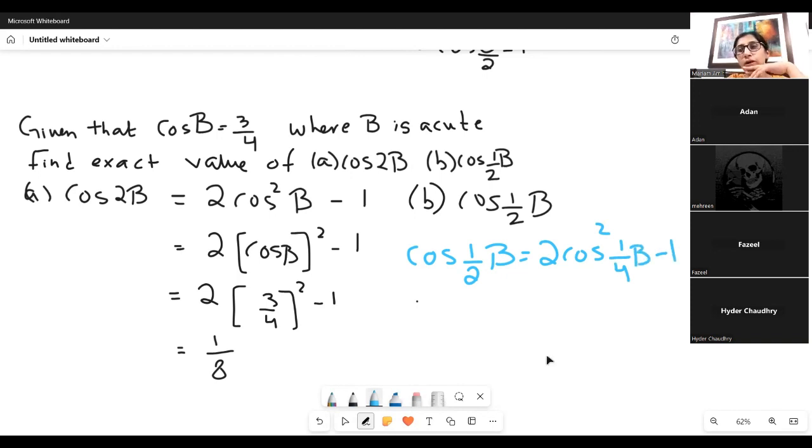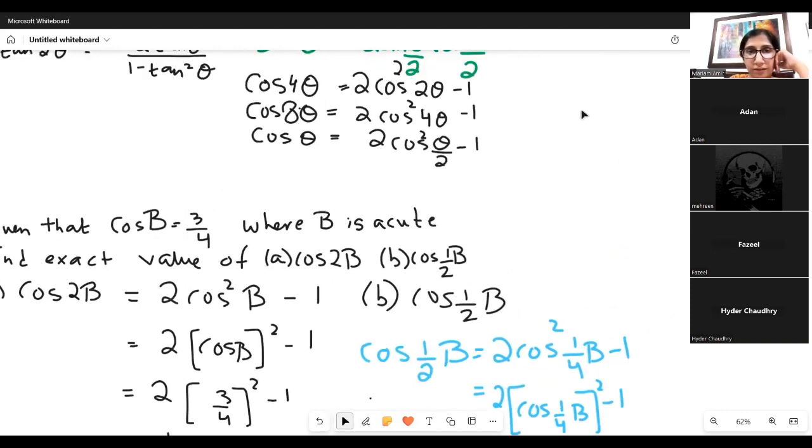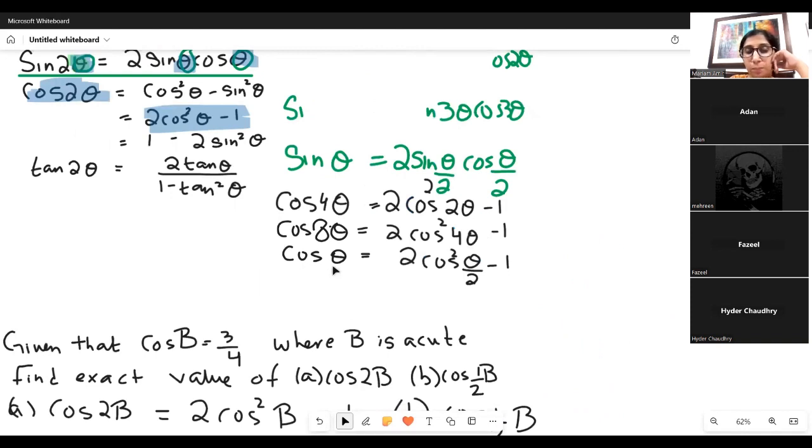Do we have cos one-fourth B in the question? Is cos one-fourth B given to us? No, it is not, so you can't use this. Instead, we did discuss this. How will cos B come? Cos B would be 2 cos square B upon 2 minus 1. We'll use this third option.